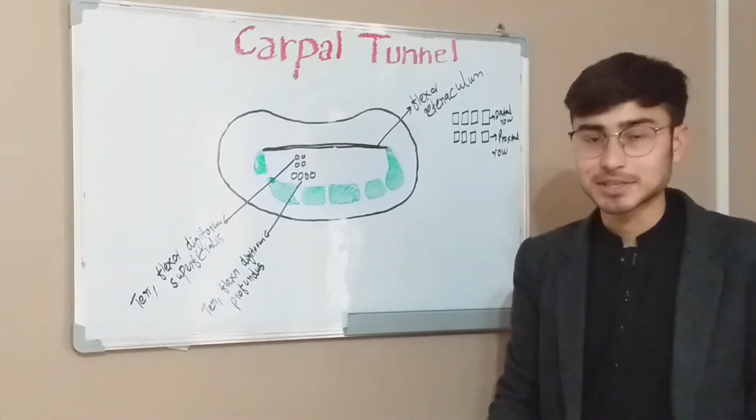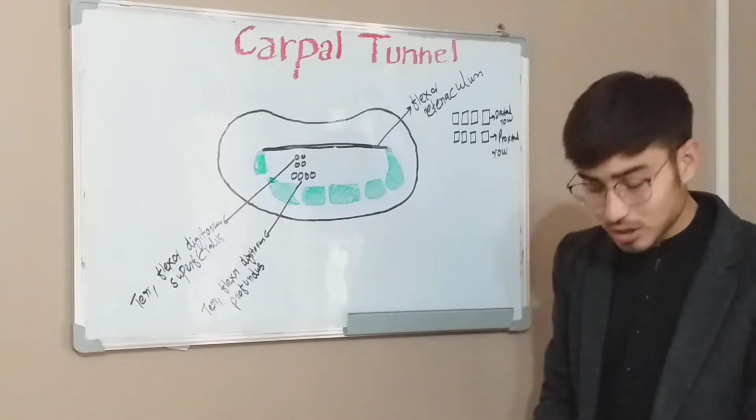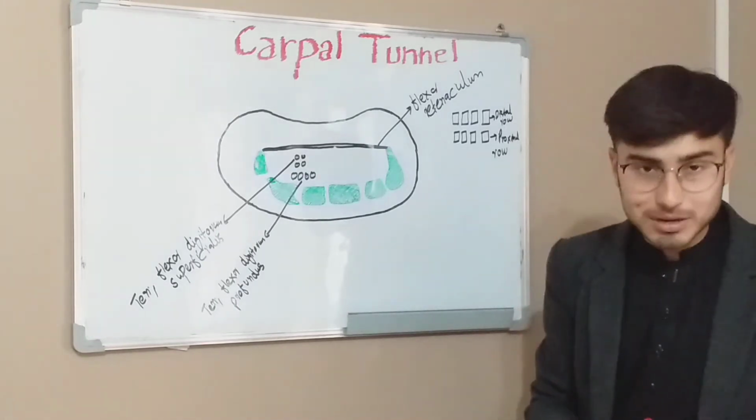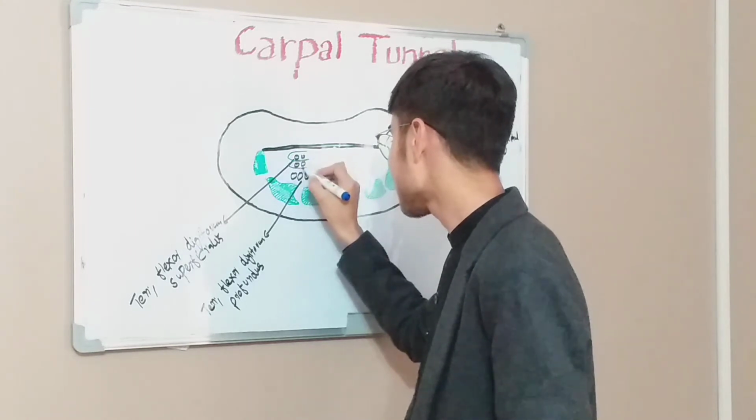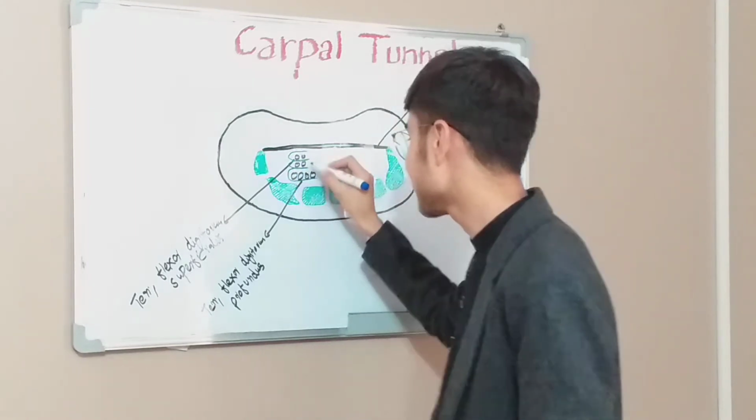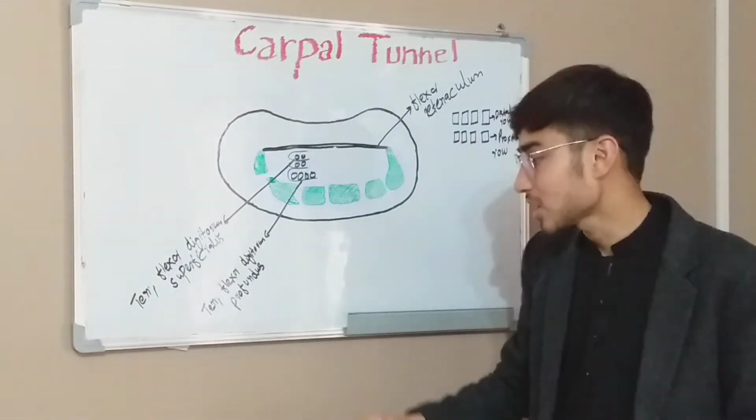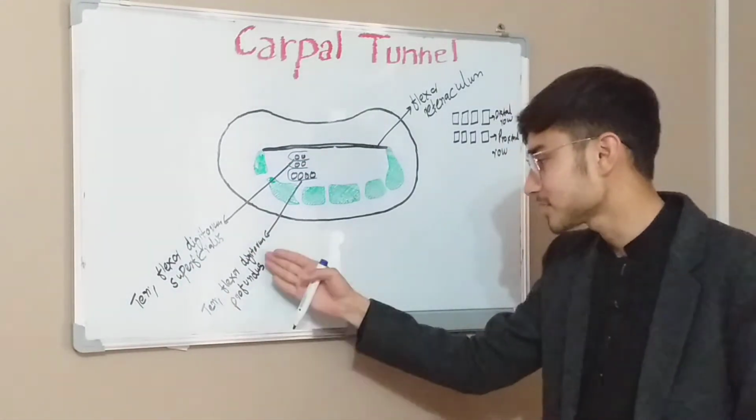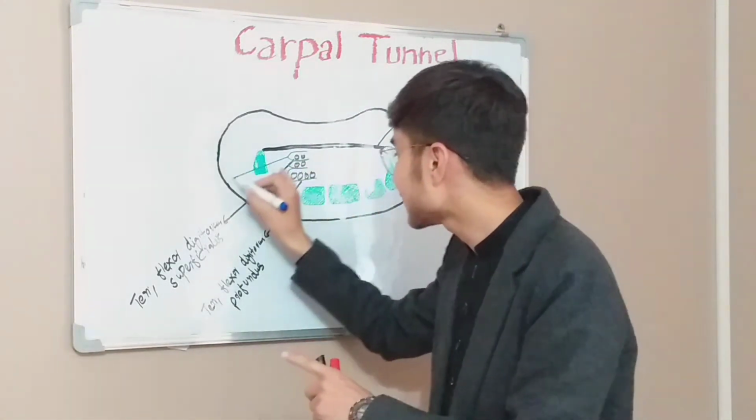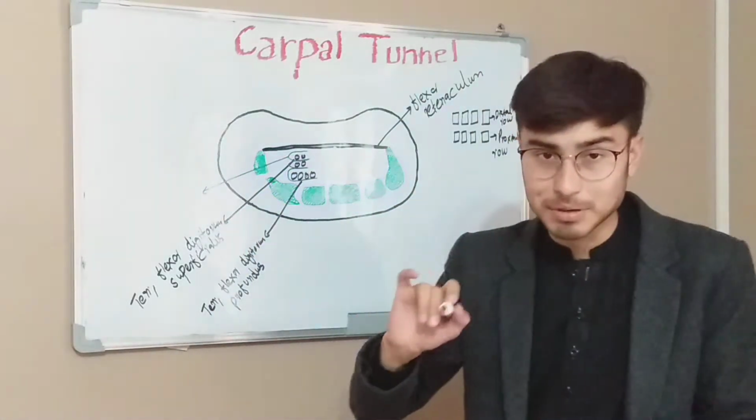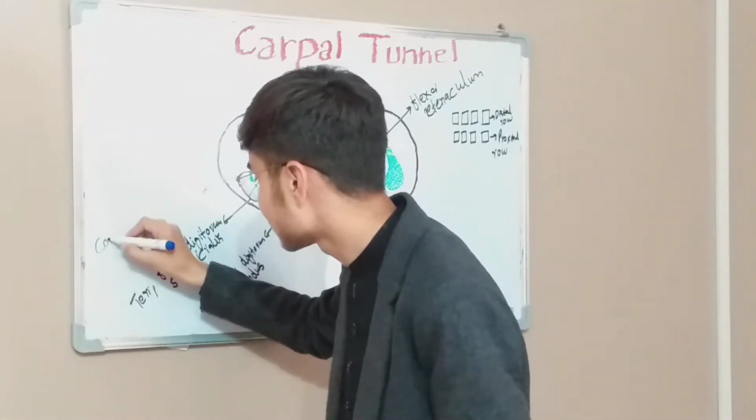Now the tendons of the flexor digitorum superficialis and the tendons of the flexor digitorum profundus muscle are covered by a synovial membrane, right? We have just a single synovial membrane, and that is enclosing both the tendons of the flexor digitorum superficialis as well as the tendons of the flexor digitorum profundus muscle, right? And that is why this membrane is called the common synovial membrane, right? This is called the common synovial membrane.